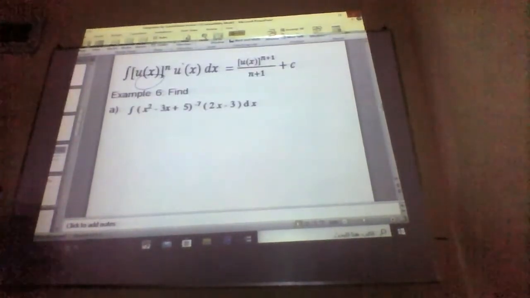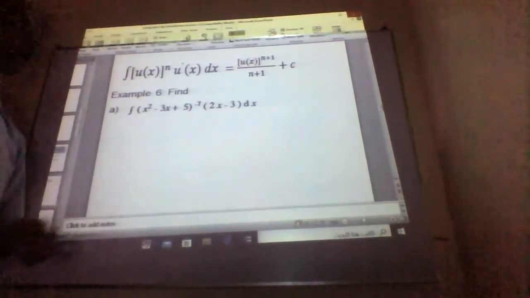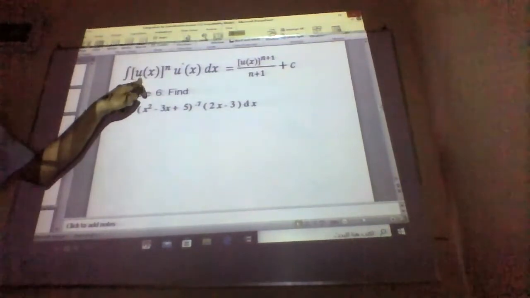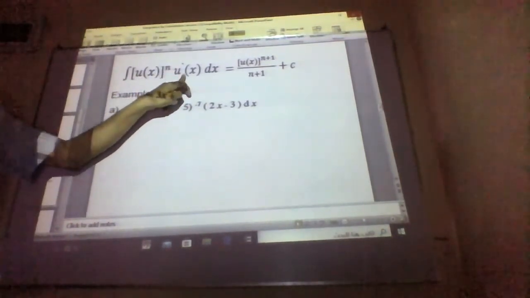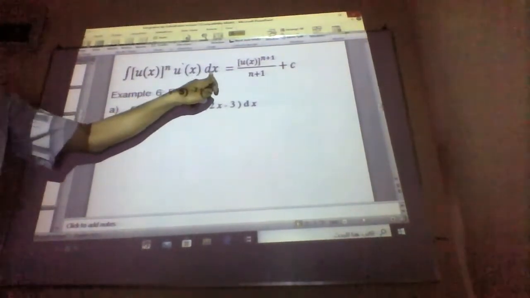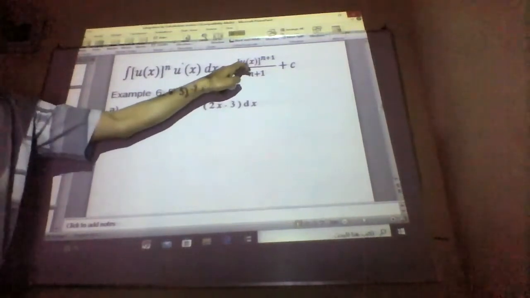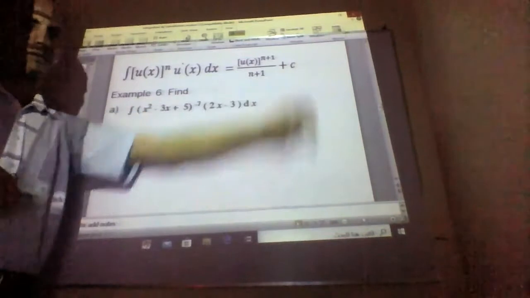Now we are going to a general form for this example. If we have u of x, a differentiable function of x, raised to the power n multiplied by its first derivative with respect to x, then this integration will be u of x power n plus 1 divided by n plus 1, plus the constant.